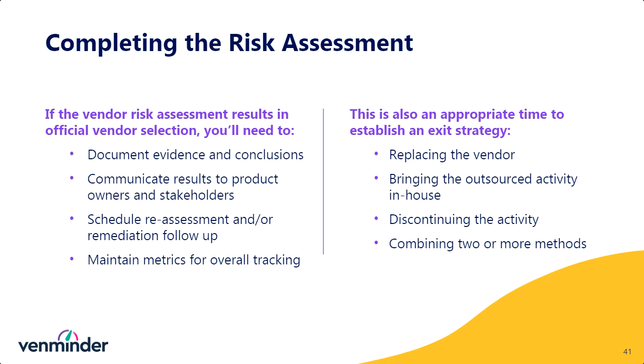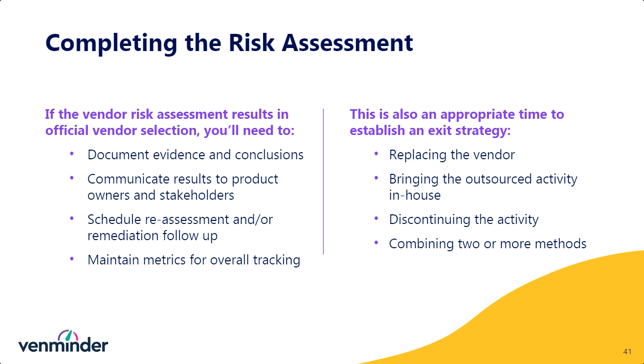Now we can finally come to the end of the process and complete the vendor risk assessment. If your credit union decides that the residual risk is acceptable and you want to officially select the vendor for onboarding, you'll need to document the evidence, communicate those results to the vendor owner, and schedule the risk reassessment and follow-up for any remediation that may be necessary. And it's also important to establish and maintain metrics for tracking the vendor's risk and performance. This step would also be a good time to establish an exit strategy so you'll know how to end the vendor relationship safely.